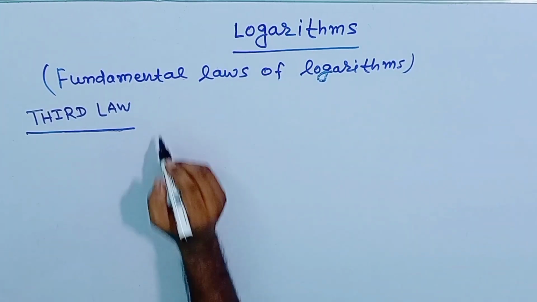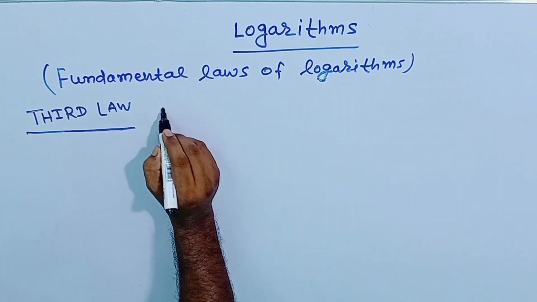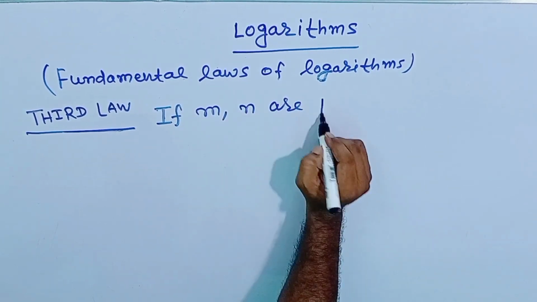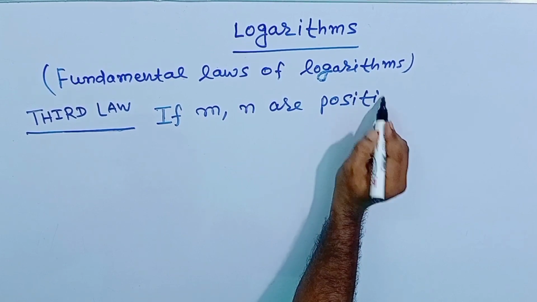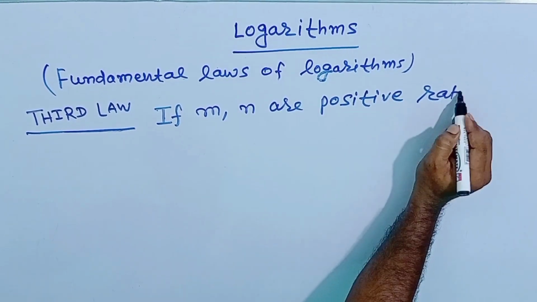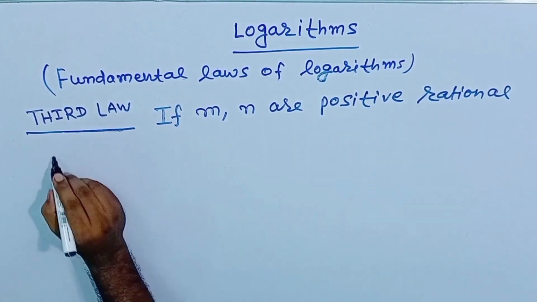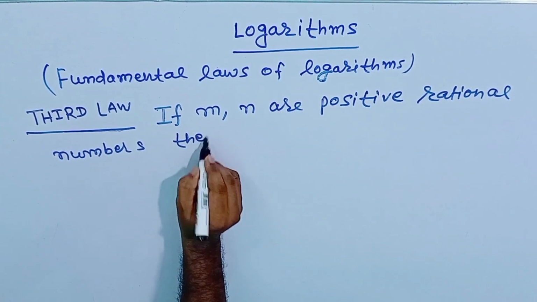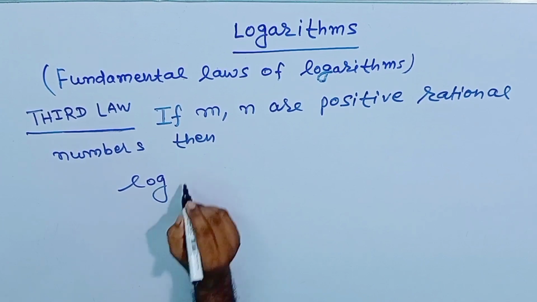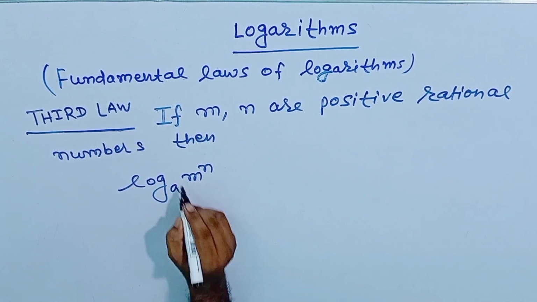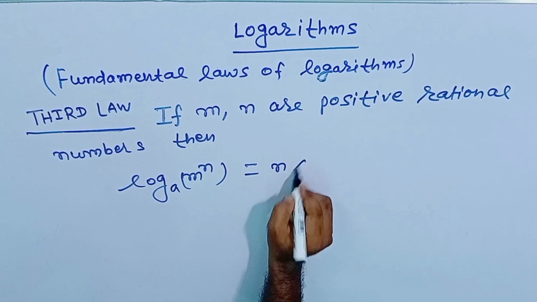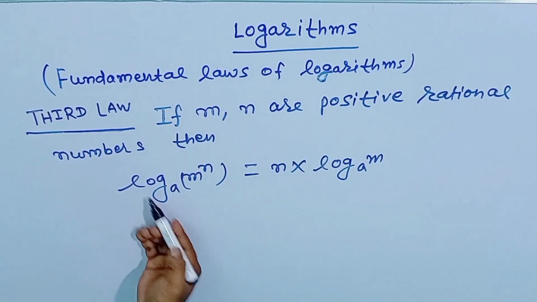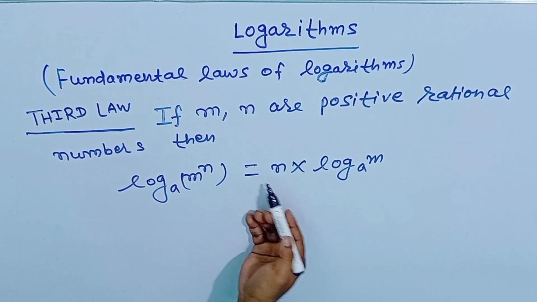So now we will see the statement of the third law. The statement of the third law is: if m and n are positive rational numbers, then logarithm of m raised to the power n to the base a will be equal to n into logarithm of m to the base a, that is logarithm of m raised to the power n is equal to n log m.